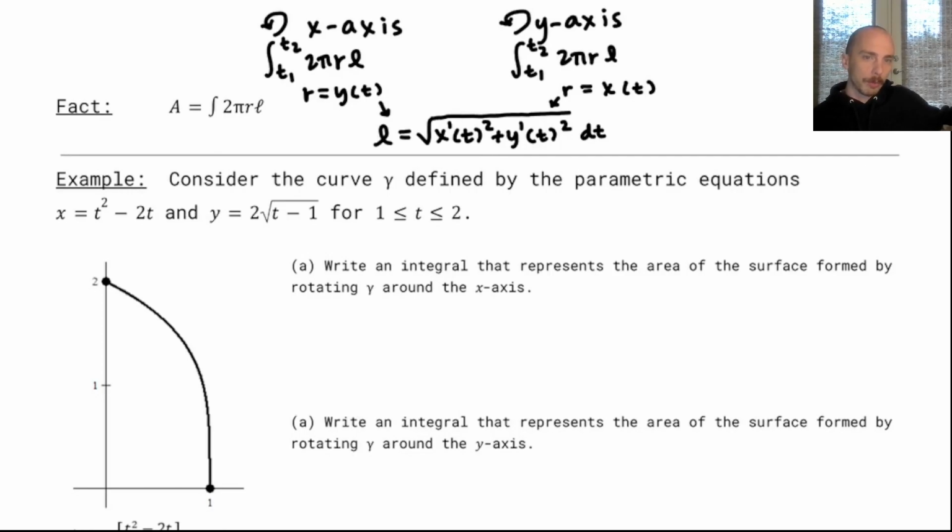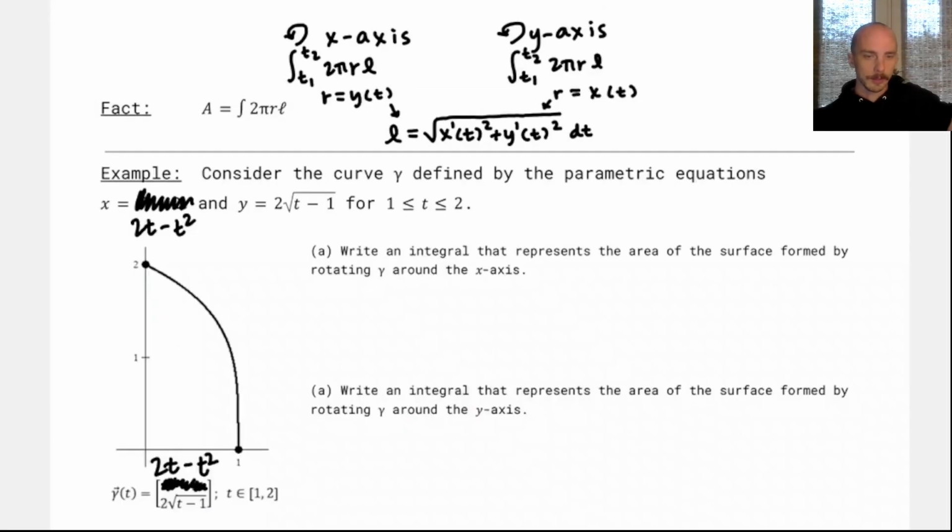So write an integral that represents the area of the surface formed by rotating gamma around the x-axis. We've got, hold on, I think there's something wrong with this. Yeah, this is the graph of 2t minus t squared and 2 square root of t minus 1, where t ranges from 1 to 2. Yeah, just had to triple check that.